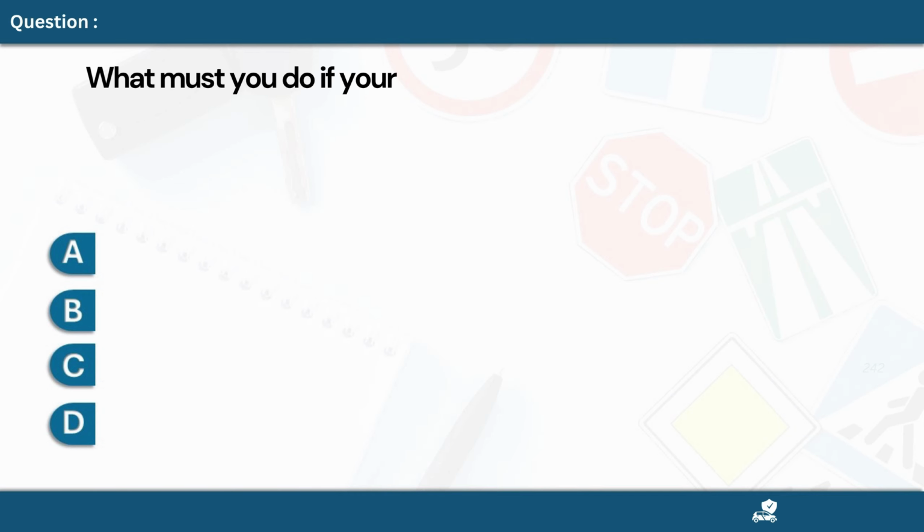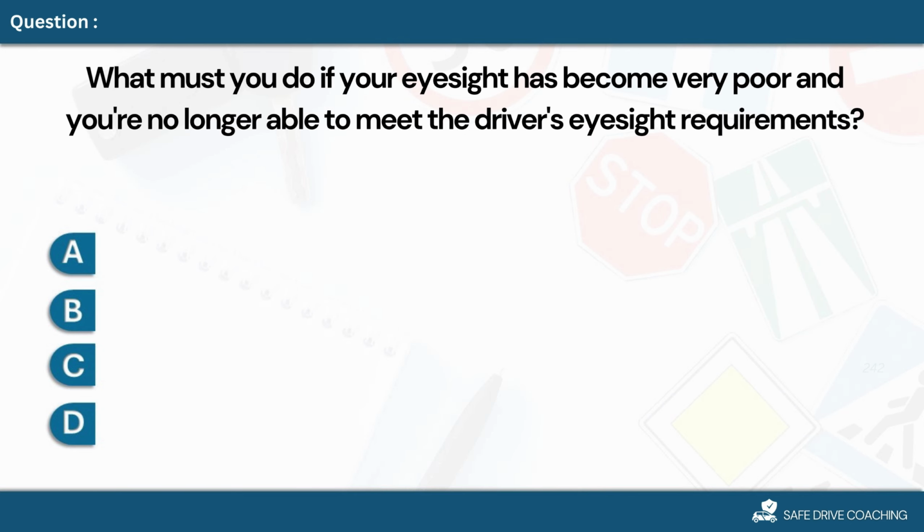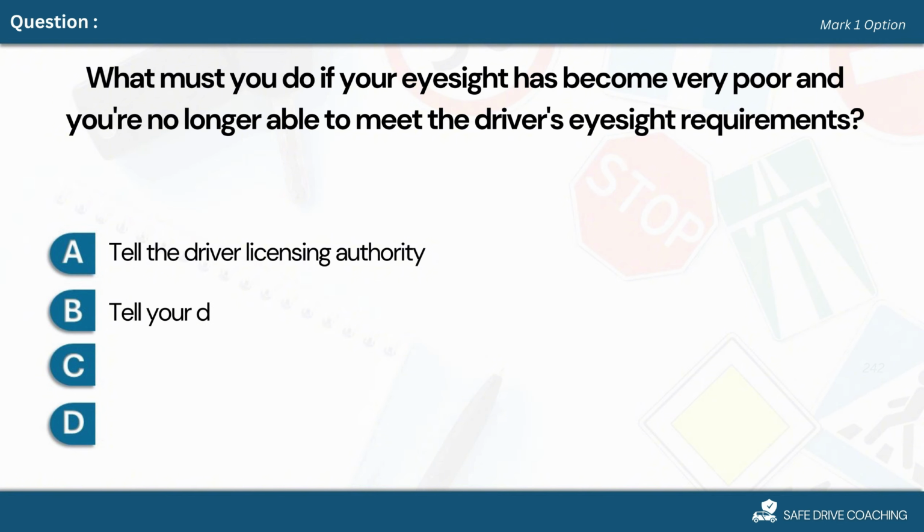What must you do if your eyesight has become very poor and you're no longer able to meet the driver's eyesight requirements? A. Tell the driver licensing authority. B. Tell your doctor. C. Tell the police. D. Tell your optician.